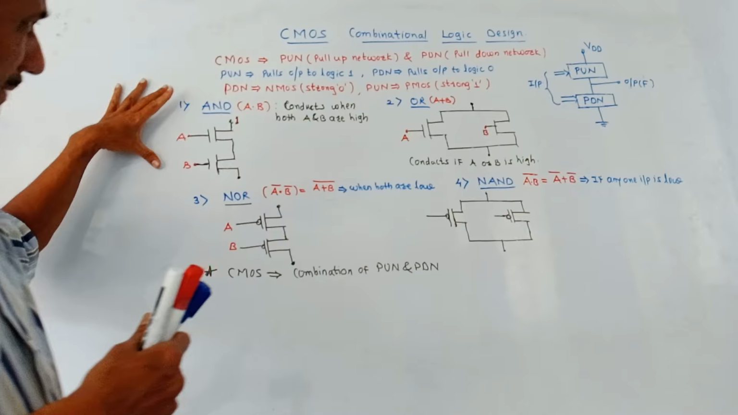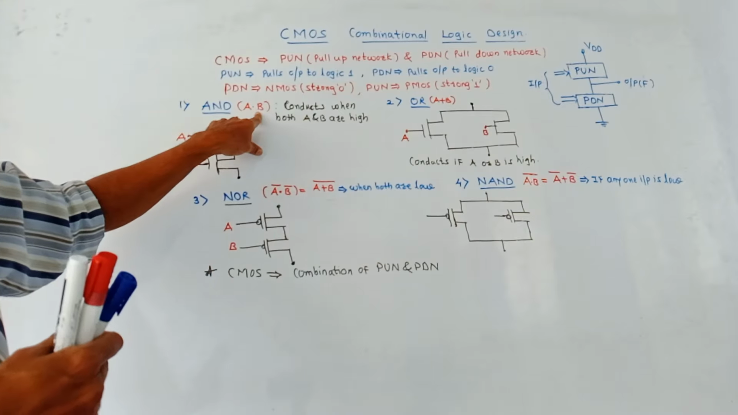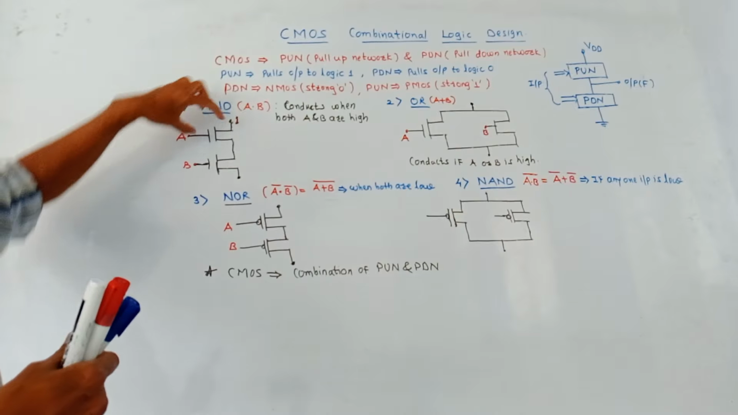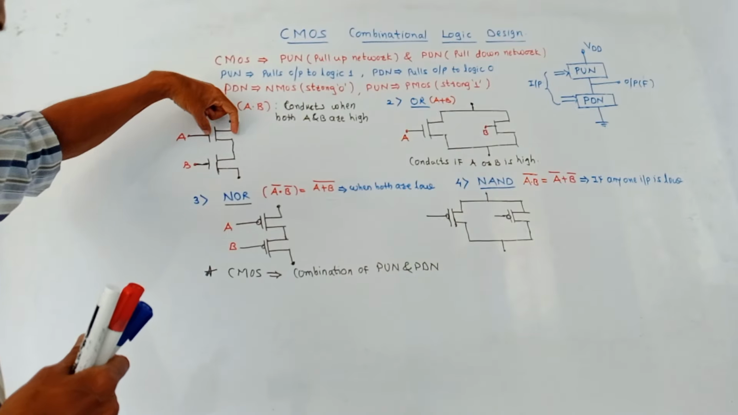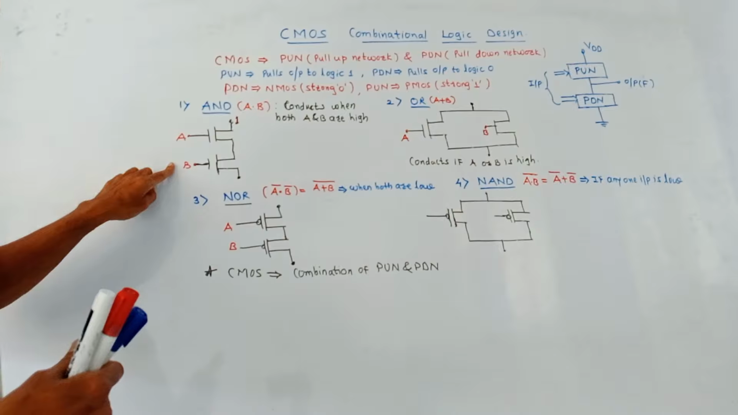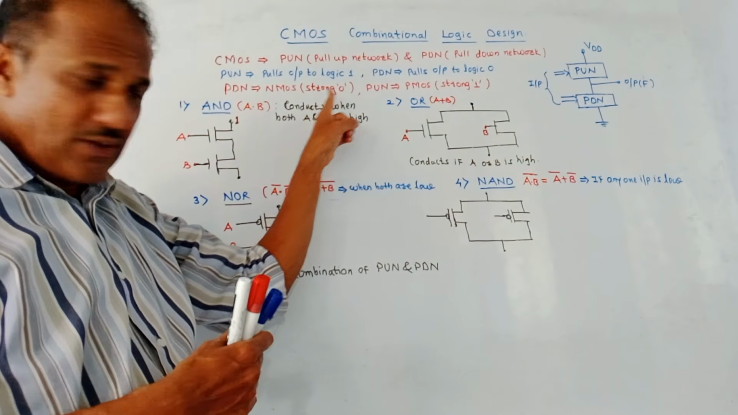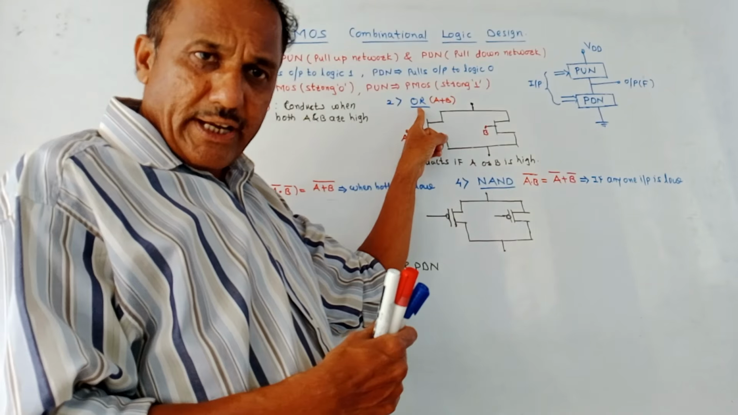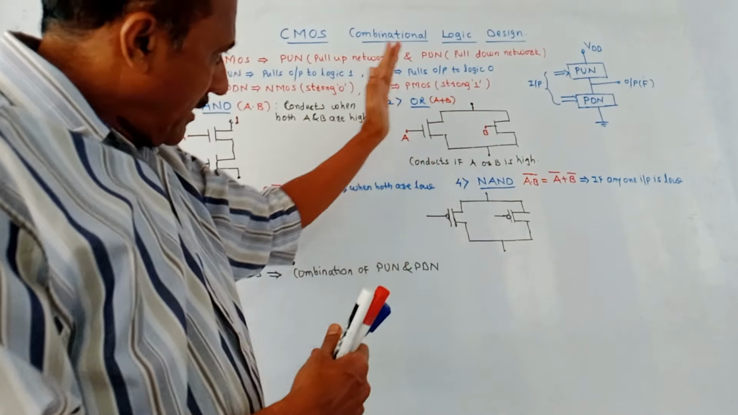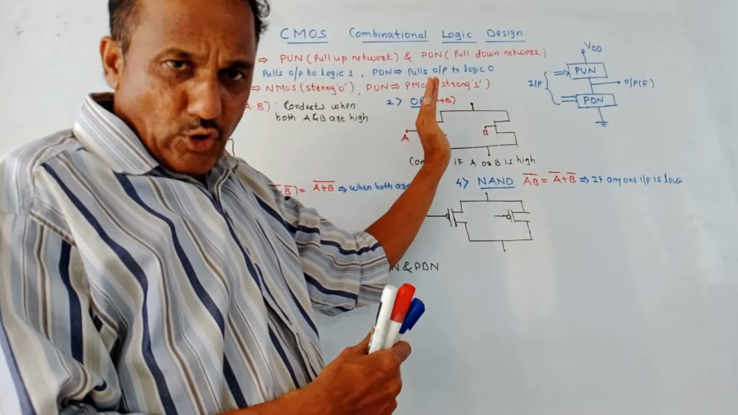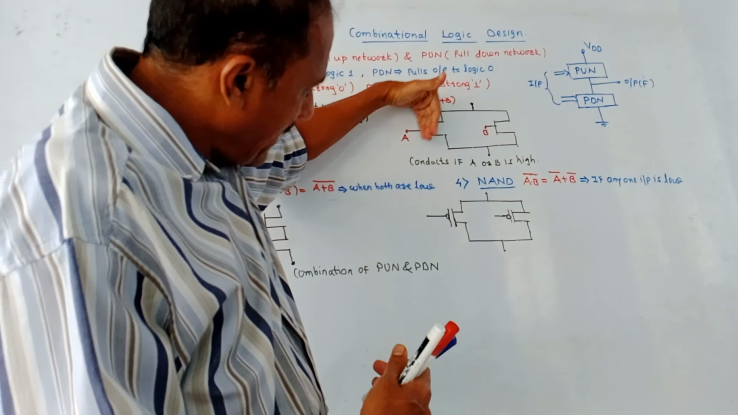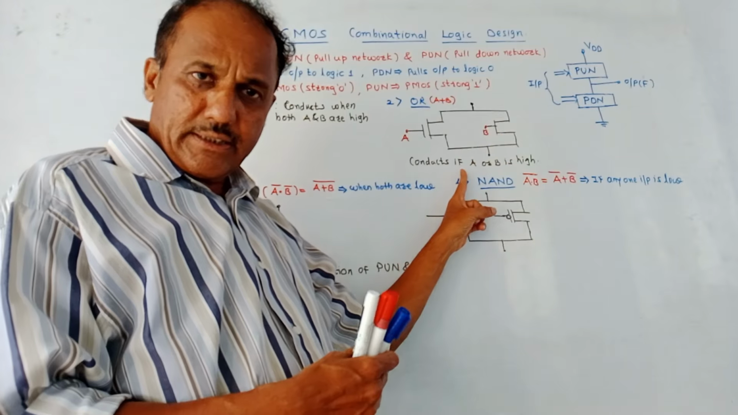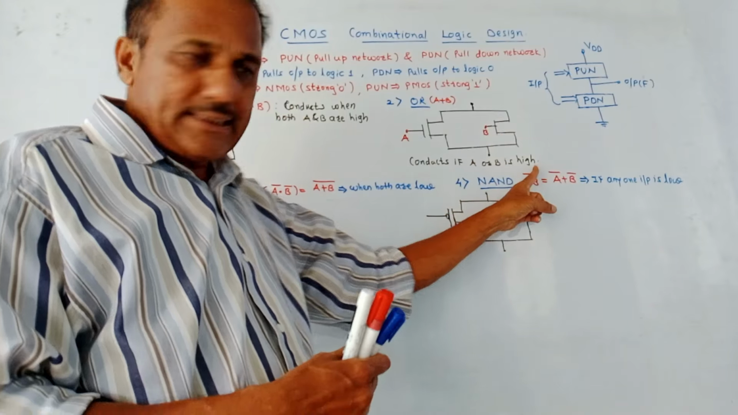Now, how to implement AND gate? Equation is A dot B. This is the diagram. We are using N MOSFET. They are connected one after other. That is, they are connected in series. A and B are two inputs. So this circuit conducts when both A and B are high. Next is OR gate. Equation is A plus B. This OR gate is obtained by connecting N MOSFETs in parallel. Again, A and B are two inputs. So it conducts if A or B is high.